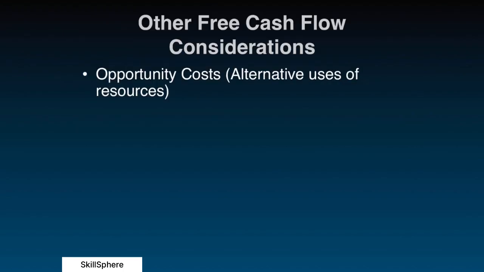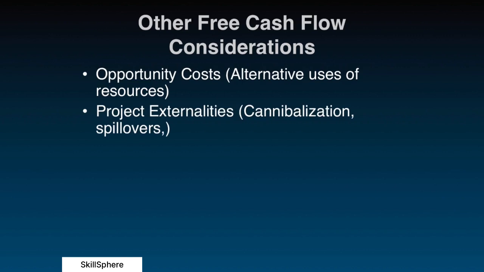Now, some other things to keep in mind when you're going after free cash flows. First of all are opportunity costs, alternative uses of resources, right? They're not free. Second, project externalities, and this is a biggie. In our context, you can imagine that the tablet might cannibalize or take away sales from other product lines, maybe desktops, for example. You also want to be cognizant of spillovers. You could imagine that in the process of developing and selling this product, this tablet, we might learn something about our production process that applies to other product lines. Or it might lead us to the development of an entirely new product line. We need to recognize these externalities that are associated with this project.